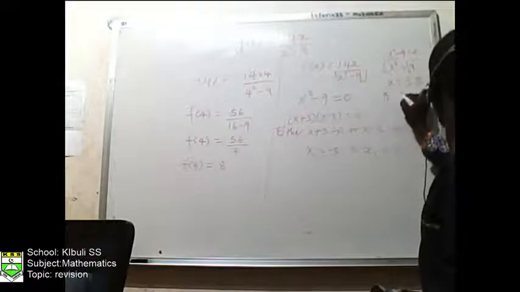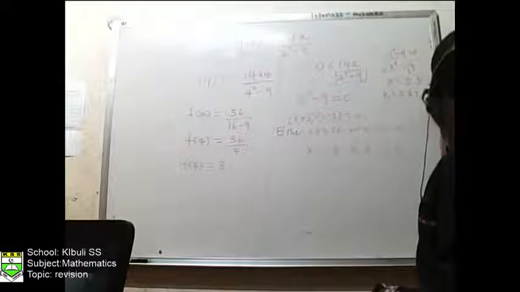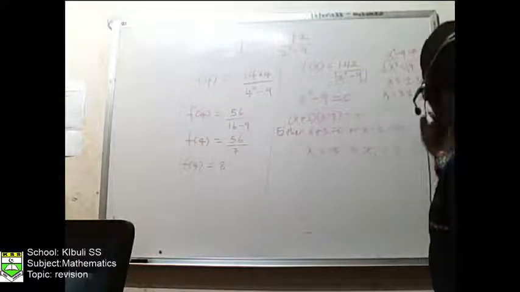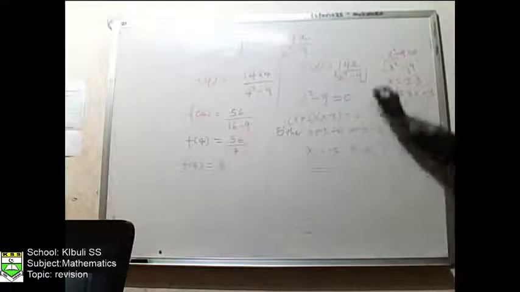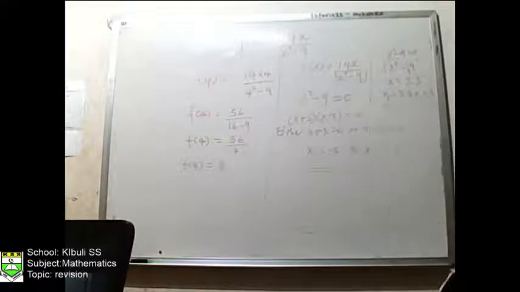x1 is equal to 3, and x2 is equal to negative 3. Both answers are the same, so you can use either this or this. You come up with the same answer.